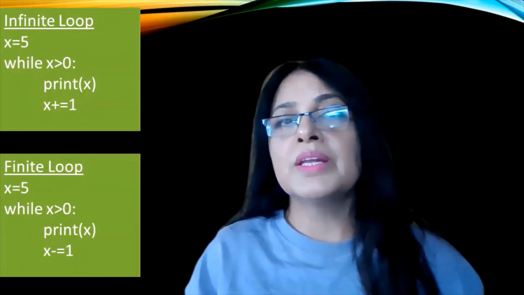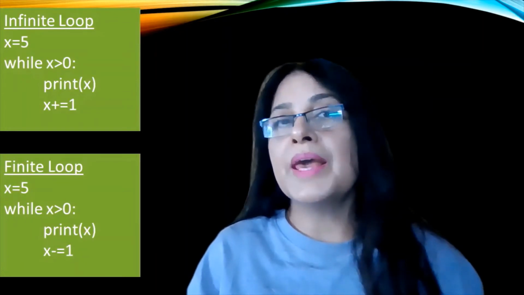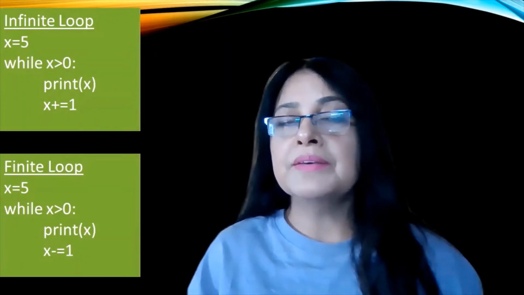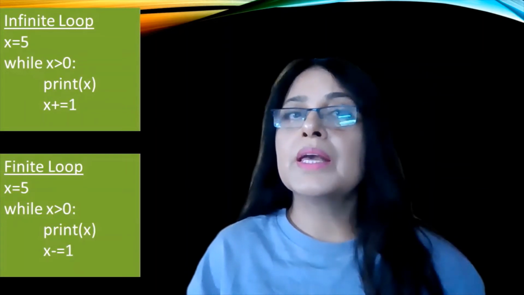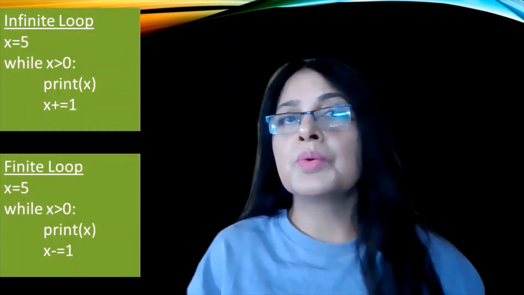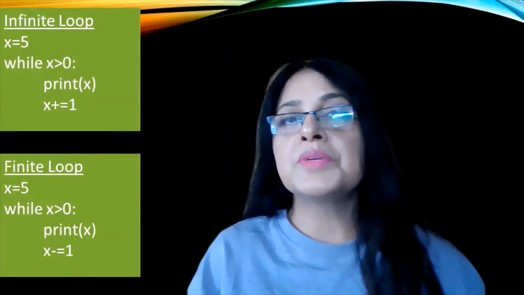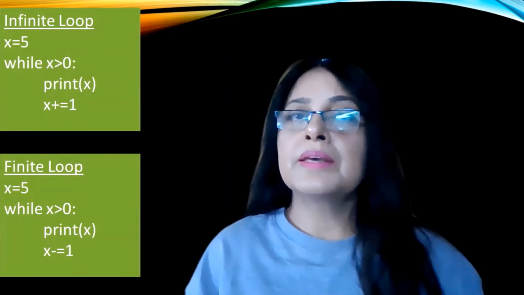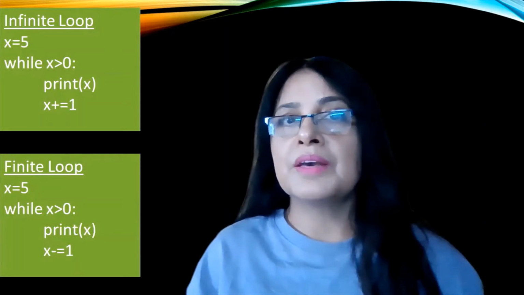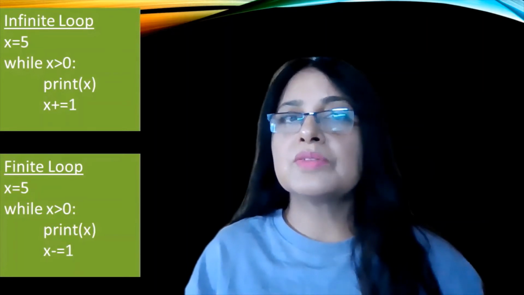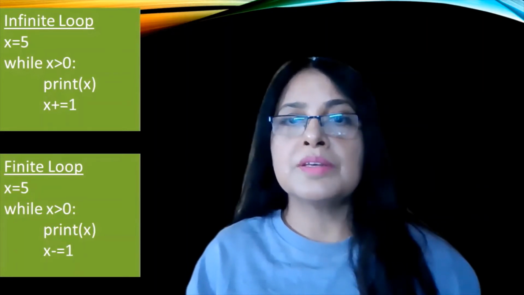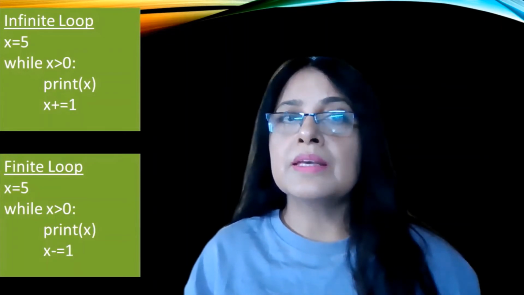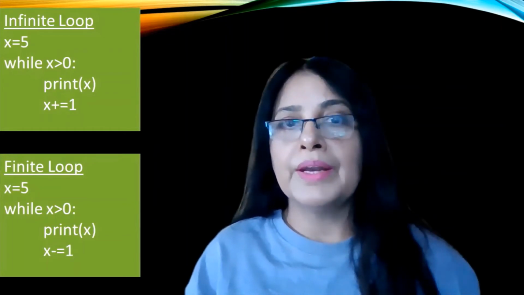Let's look at this with an example. We have x equal to 5. We are checking while x greater than 0. We print x and then we say x plus equal to 1, which means that x is going to get incremented every time and it's always going to remain more than 0. Now, in this case, the output will be infinite.